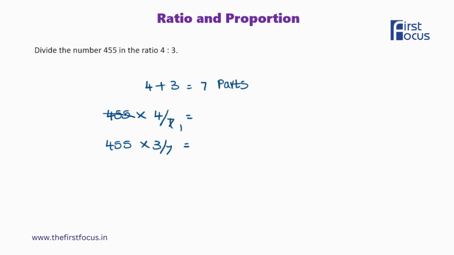On solving this, we get 6 7s are 42, 5 7s are 35. So 65 into 4, we get 260, and 65 times 3, we get 195. Like this we have to divide the number based on the ratio. First we have to add the total number of parts, and then we have to multiply the part required with the number, so that we can find the answer.